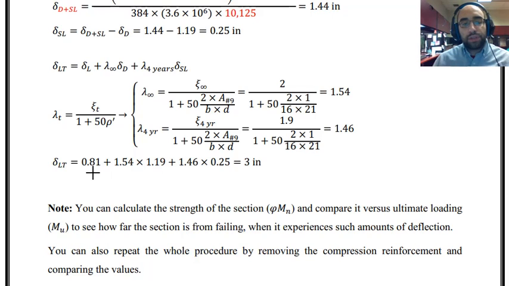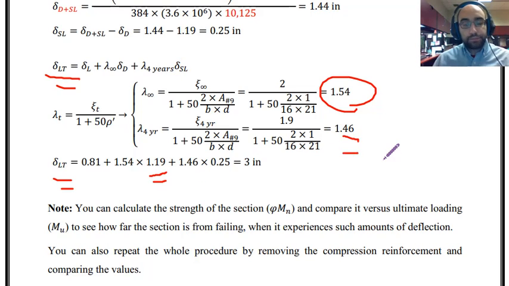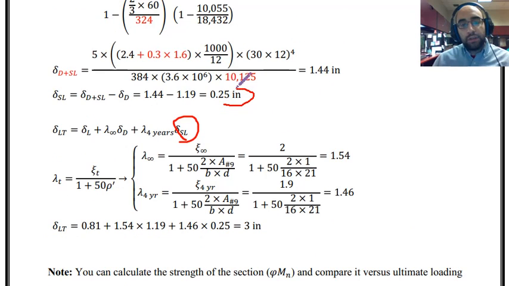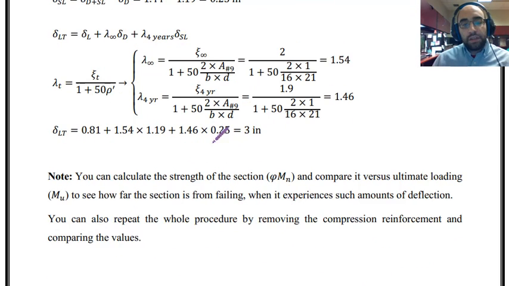And now I have to just put this in this equation that we had for long-term deflection. Immediate deflection because of live load was already calculated. Lambda infinity is over here. Immediate deflection because of dead load was this much. Then we have lambda for 4 years, that is 1.46. And then immediate deflection because of sustained load is the value that we found in the last deflection calculation. Putting everything in the equation, we can see the long-term deflection is equal to 3 inches.